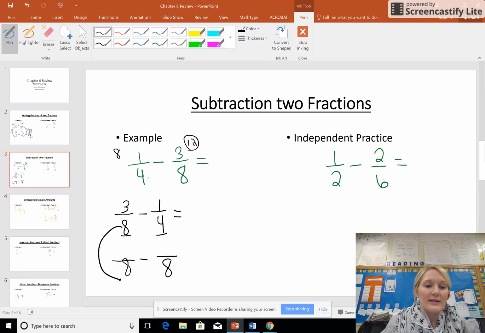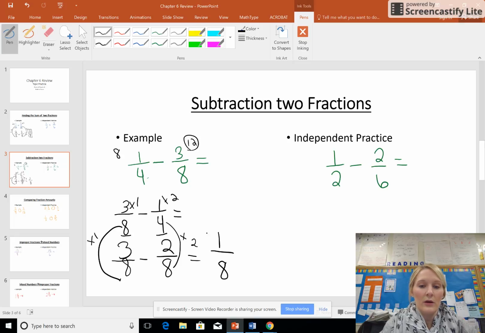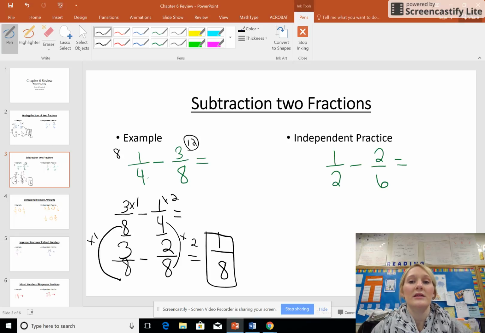This denominator of 8 stayed 8 by multiplying by 1. So I'm also going to multiply my numerator by 1 to keep 3/8. My denominator of 4 became 8ths by multiplying by 2. So I'm going to multiply my numerator by 2 as well. Now I can subtract. I'm going to remain with 8ths. 3 minus 2 is 1. So 1/8 would be the difference. Go ahead and pause the video and try the independent practice problem.